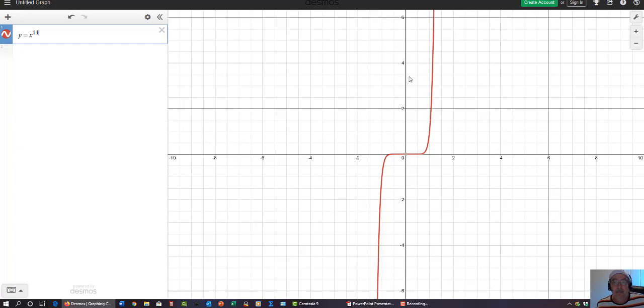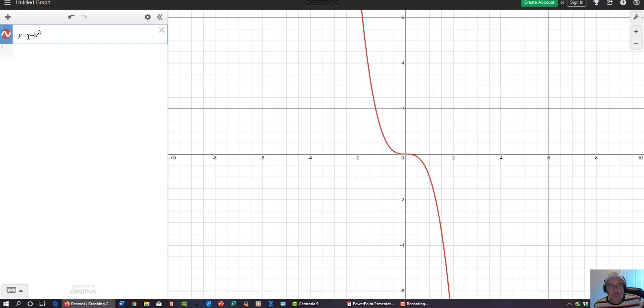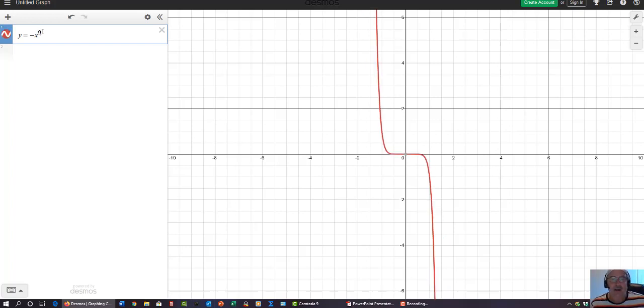All right, now what happens again if we go back to our basic one, y equals x cubed, and we negate it? It reflects it, whoop, about the x-axis. And again, as the power gets higher and higher, we'll go 5, we can go 9. So this is a great graphing tool, Desmos here. You can kind of see what happens as we go along.